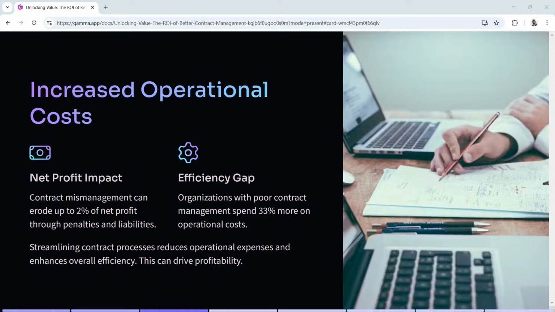Increased operational costs. You can tell that by leveraging human capital to comb through these contracts and extract key information, you can have a 2% net profit loss from contract mismanagement. Most of this is because your paralegals and your legal team are distracted by doing a lot of the paperwork, right? And then there are inefficiency gaps, where the Aberdeen Group found that 33% of operational costs are increased due to contract mismanagement and the ineffectiveness to manage these contracts.